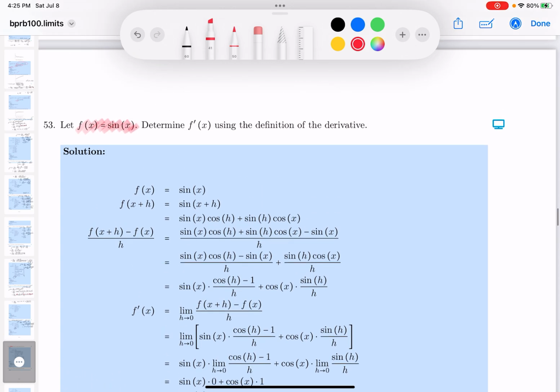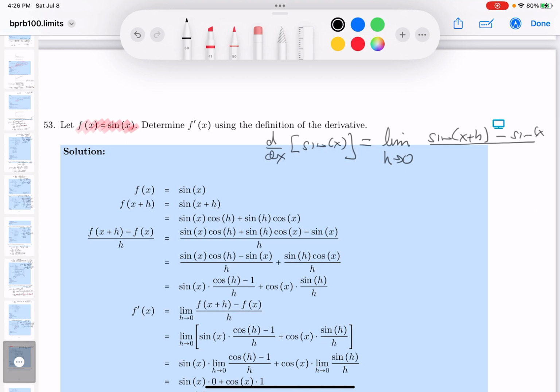So how would you do that? What I would recommend is that you write the definition down now. So I'm going to write down d dx of the sine function. Again, I know it's cosine x, but the definition of derivative is going to be the limit as h goes to 0 of sine of x plus h minus sine of x over h. All right, so that's an important place to start.